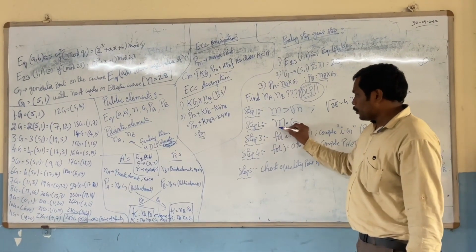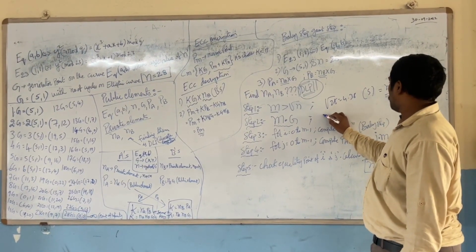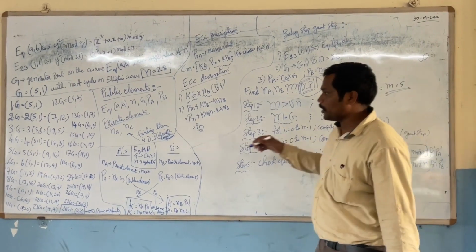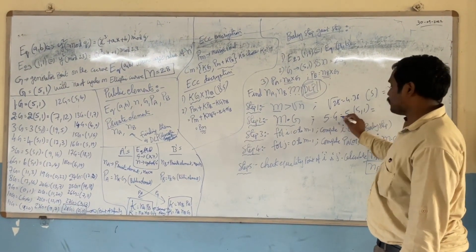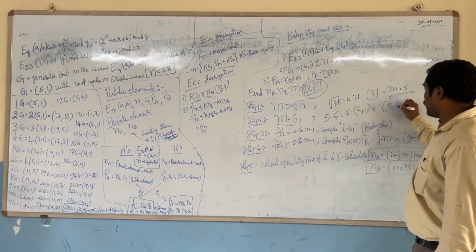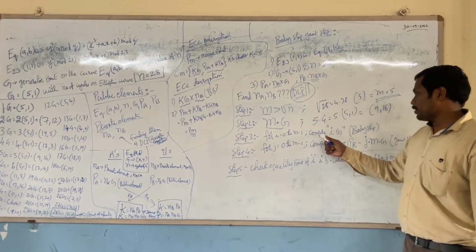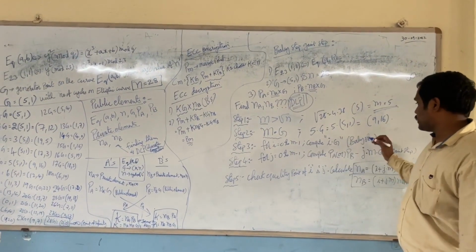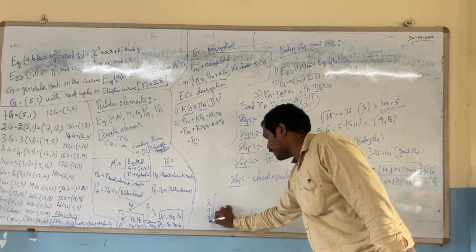Step 2, you multiply m into G. What is m? 5. What is G? It is the generator point, that is 5, 1. So 5 times G is 9, 16. After that, you generate for i equal to 0 to m minus 1 and compute i into G. So for i equal to 0 to m minus 1, it's 0 to 4. So i is equal to 0, 1, 2, 3, 4.